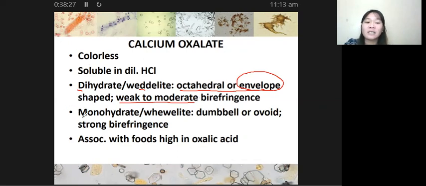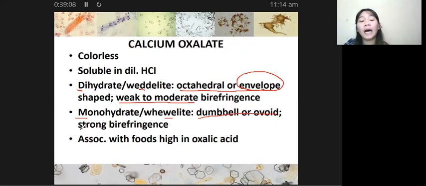In contrast, the other form of your calcium oxalate is your monohydrate, otherwise referred to as your Wewelite. Para mas madali mong memorize ito, baliktarin mo lang yung letter M, magiging W, kaya Wewelite. Ano ba naman yung mga palatandaan mo, madam? Bahala ka, gagamitin mo din lang naman sa exam. So monohydrate or Wewelite. Iba yung itsura niya under the microscope. It has a dumbbell or an ovoid shape.